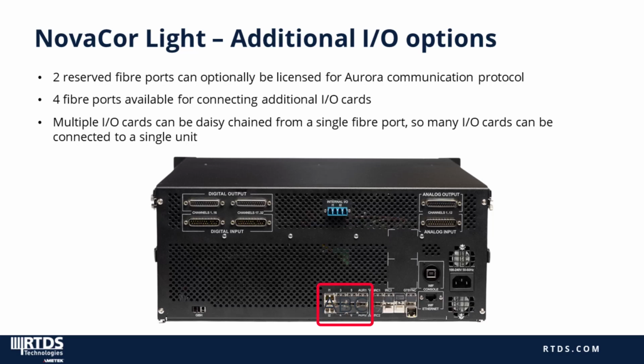Additionally, 2 of the fiber ports are reserved and can be optionally licensed for the Aurora communication protocol. So that can be used to directly connect NovaCor Light to Aurora-compatible 4-quadrant amplifiers for power hardware in the loop testing or other devices.